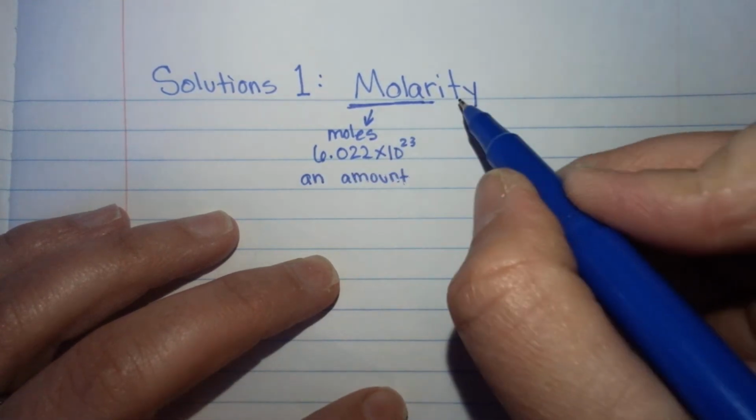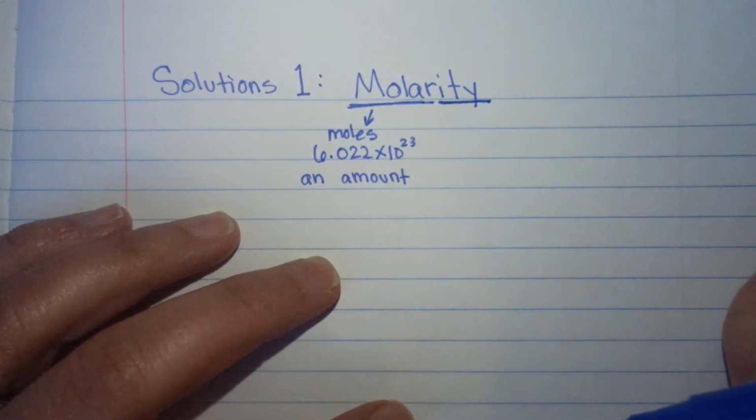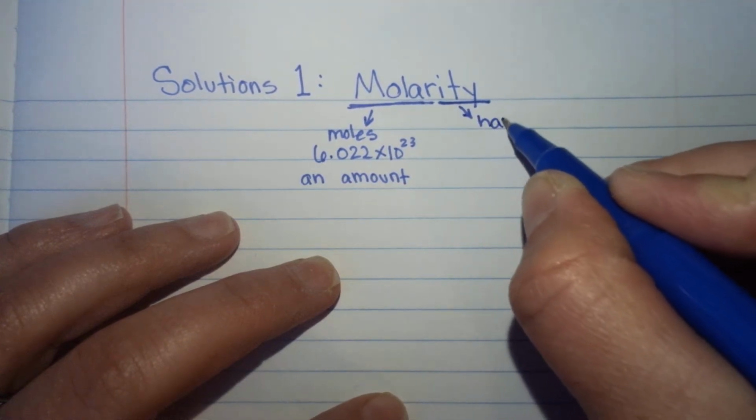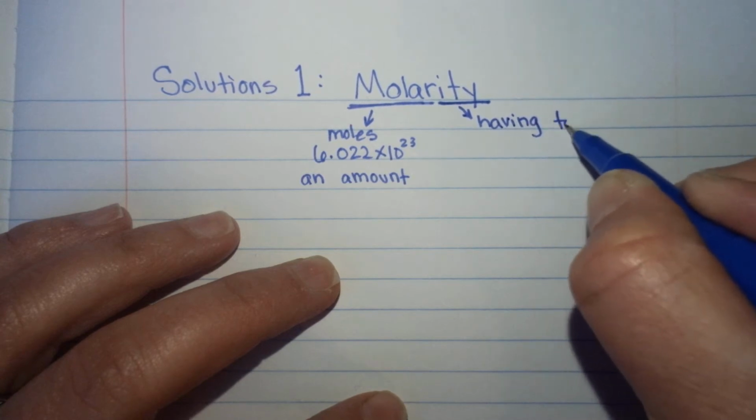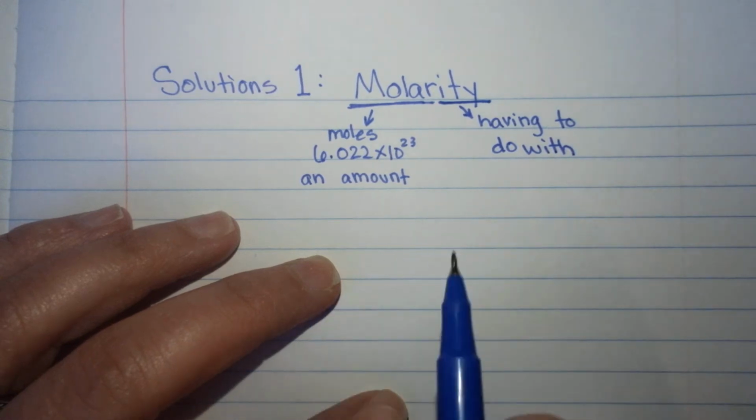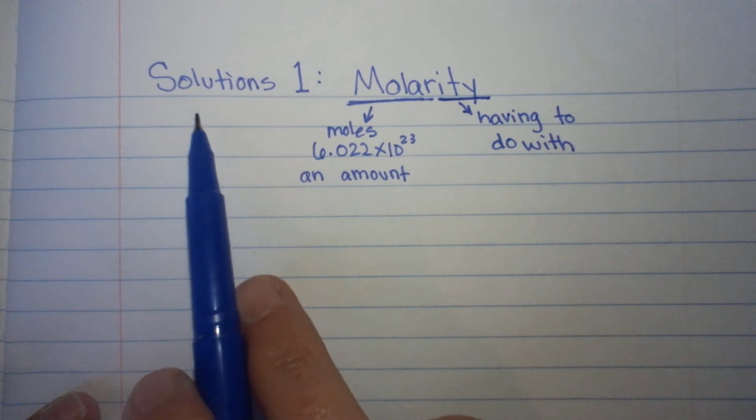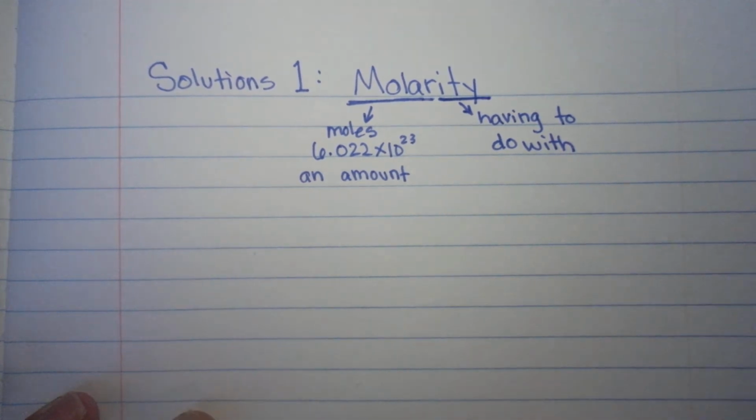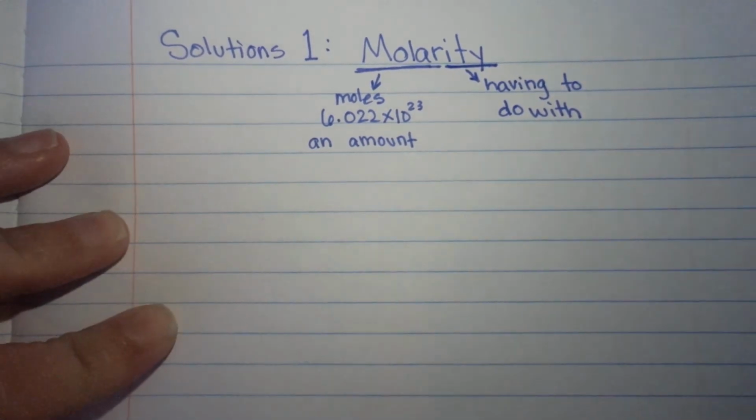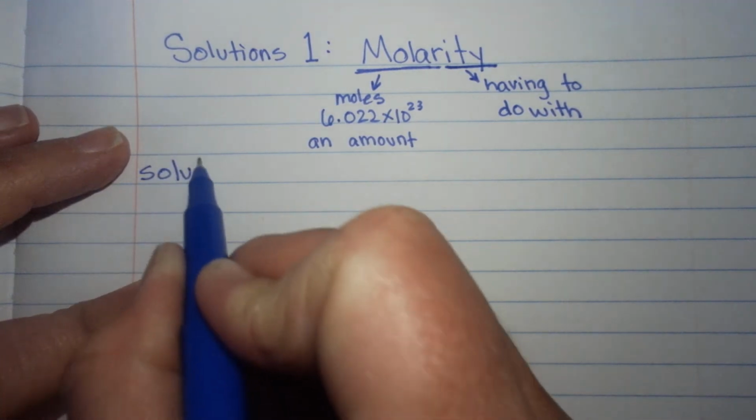But then, what does the suffix "ity" have to do with it? How do we define that? Usually it's like having to do with. So, we're having to do with moles, okay? And we're talking about solutions. And so that's where we're going to start, talking about these solutions. We have 3 words that we absolutely, without a doubt, need to start with.